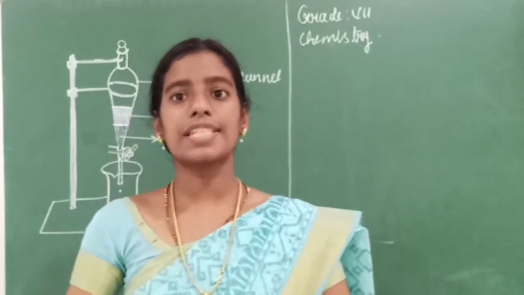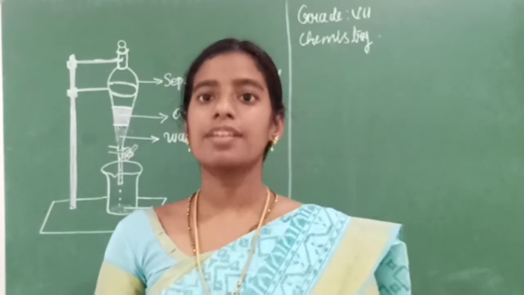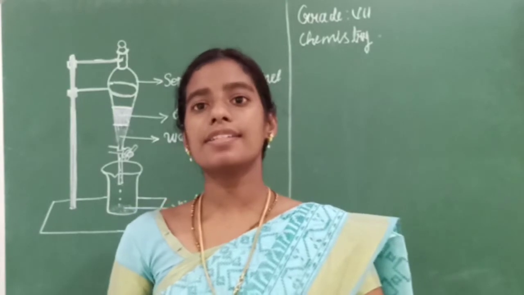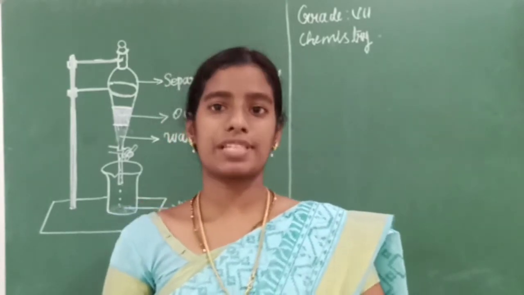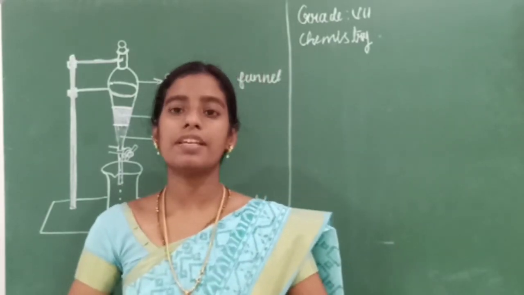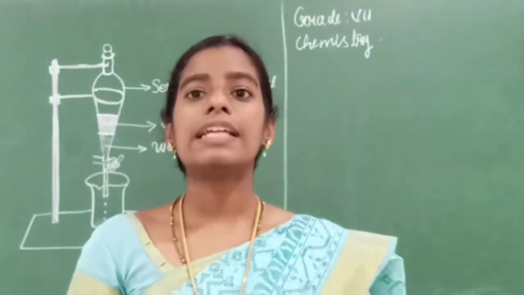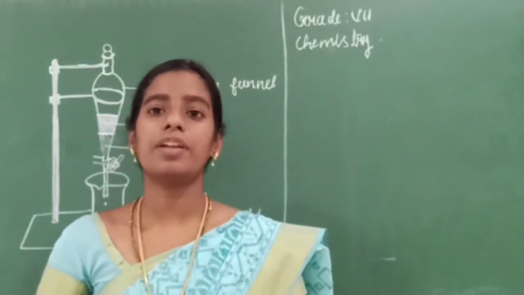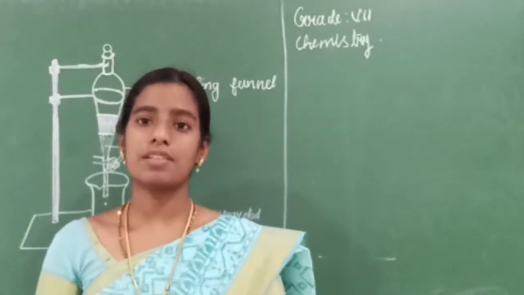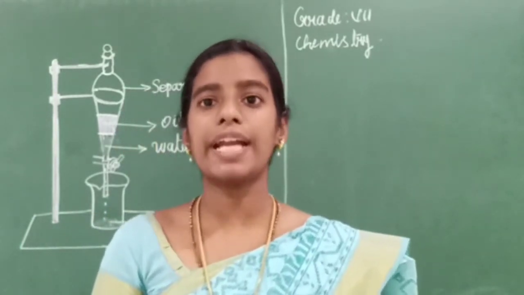Till our last class, we have been learning about separation techniques, and we have finished separation of solid-solid mixture and solid-liquid mixture. What are the methods we have learned in separating solid-solid mixture and solid-liquid mixture? Can you remember? In separating solid-solid mixture, we have learned two methods, that is sublimation and dissolving. In sublimation, we have learned about sublimation of ammonium chloride and sand.